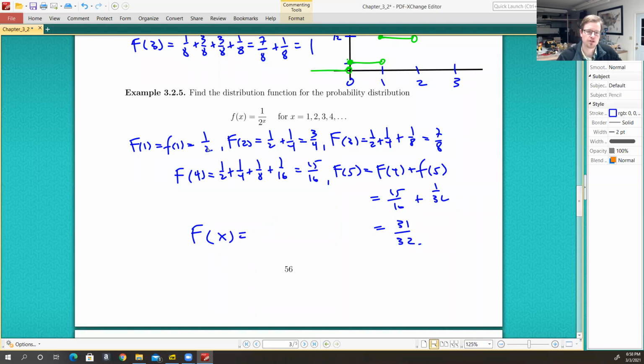Well, this is 2 to the first with 2 to the first minus 1 in the numerator. This is 2 squared with 1 less than that in the numerator. This is 2 cubed with 1 less than that in the numerator. This is 2 to the fourth with 1 less in the numerator, and 2 to the fifth with 1 less in the numerator. So this is always going to be 2 to that power in the denominator, and then in the numerator, 1 less than that. And that's it. Easy enough.